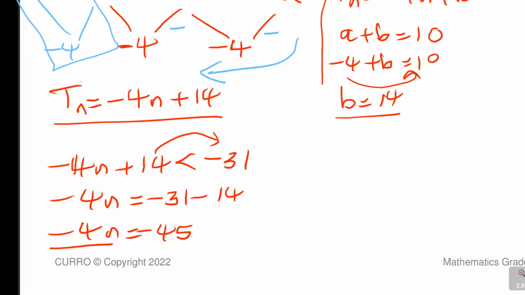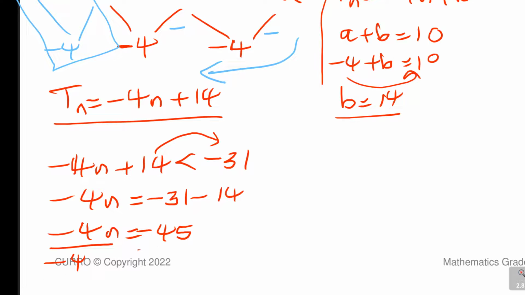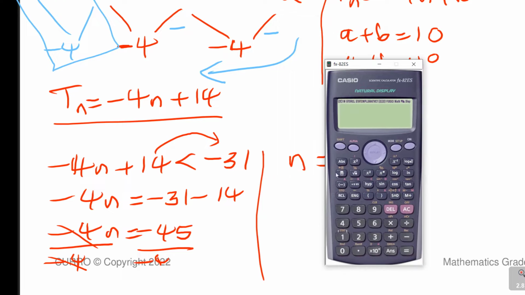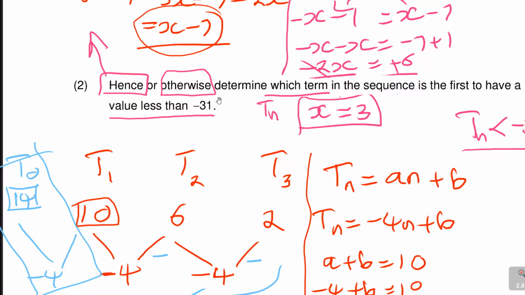Do I need a calculator just to check? Yes, it's minus 31 and then minus 14. I think it's correct, minus 45. So divide by negative 4, divide by negative 4, cancel there. What is my n? Let's find n. So it's negative 45 over negative 4. It's equal to 11.25. So the question was here, hence or otherwise determine which term in the sequence is the first to have a value less than negative 31.